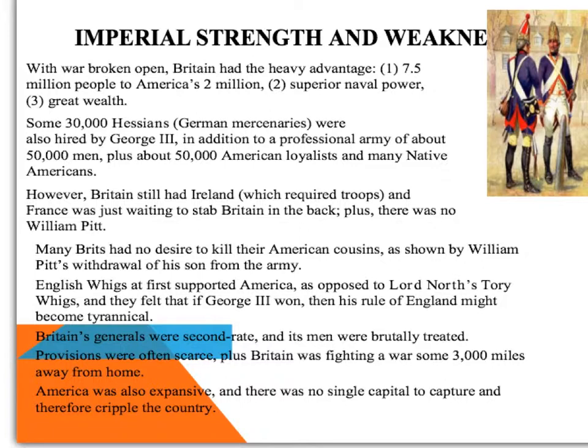You're also going to have some incidents here that I mentioned before. People don't really have a desire to kill other Americans, as we will see. There's going to be support by some British people for the American efforts. And at this point, the generals are apparently second-rate. Provisions are going to be scarce because they're fighting 3,000 miles away, so communication lines and information resources are going to be very difficult to keep up to pace. And lastly, we really don't have a single capital at this point to capture. So America could fight a defensive war and actually win this. We just have to outlast our enemy, which is the British.